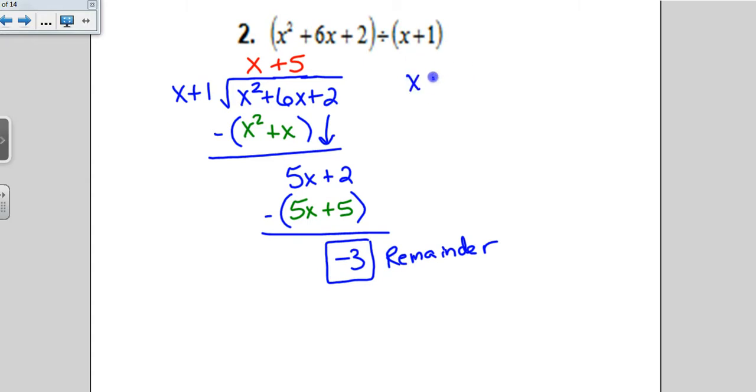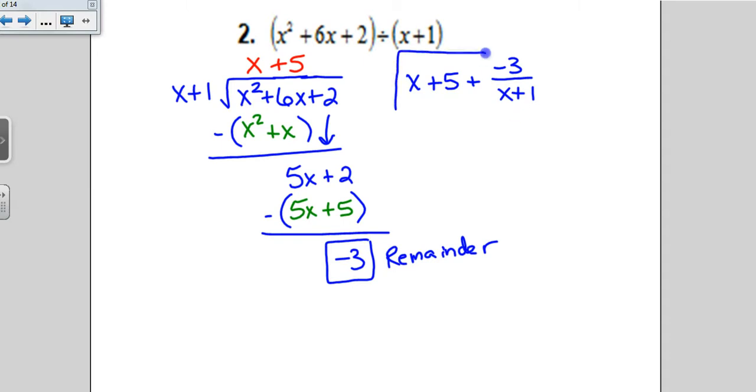So our answer is x plus 5, but then what we're going to do is add our remainder, and a remainder means that it's still technically in the middle of a division problem. So remember, this is being divided by the quantity x plus 1, which means your remainder is still technically being divided by x plus 1.